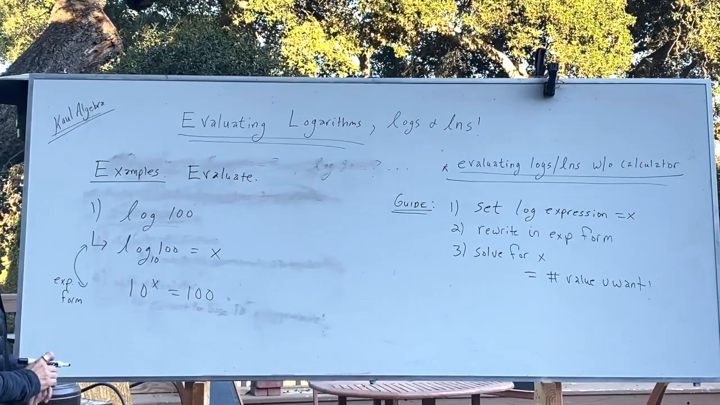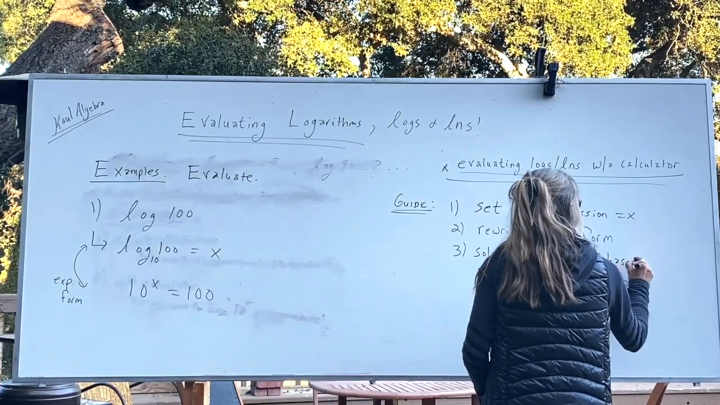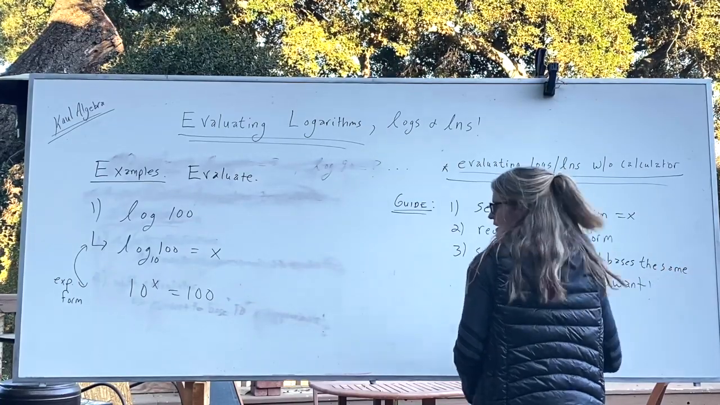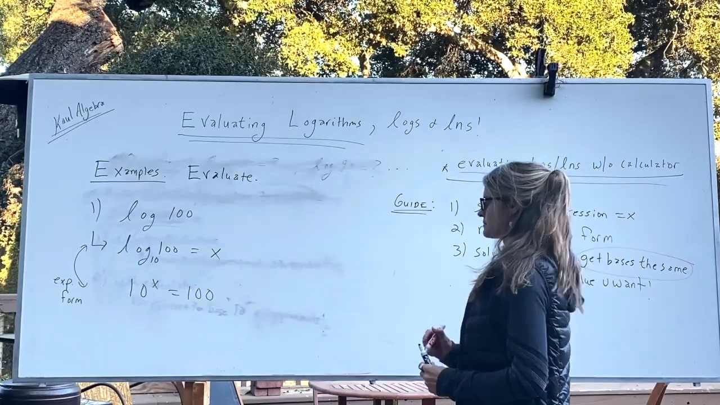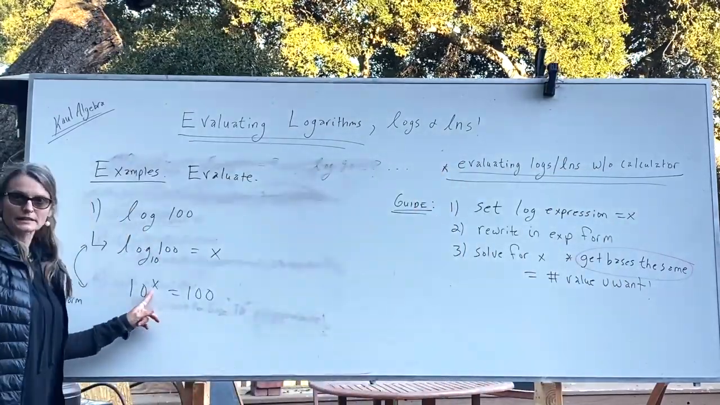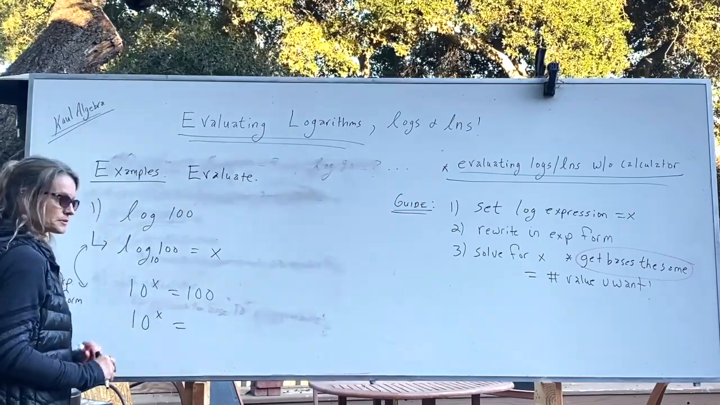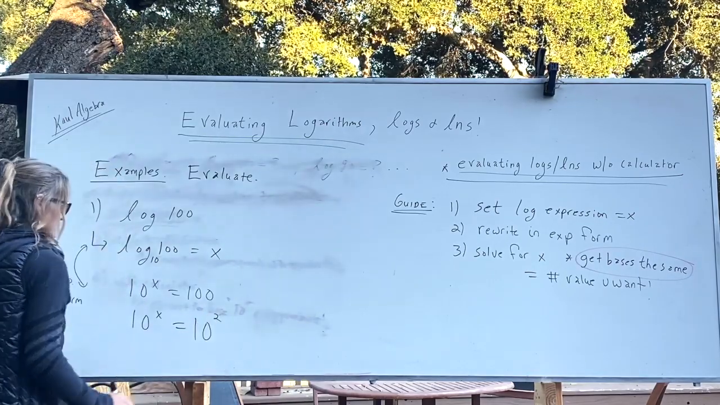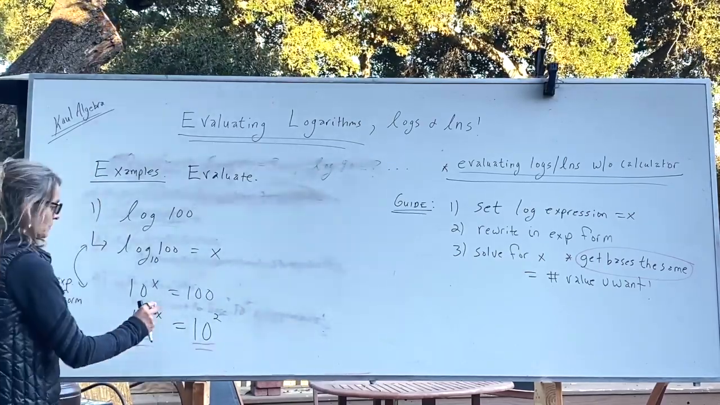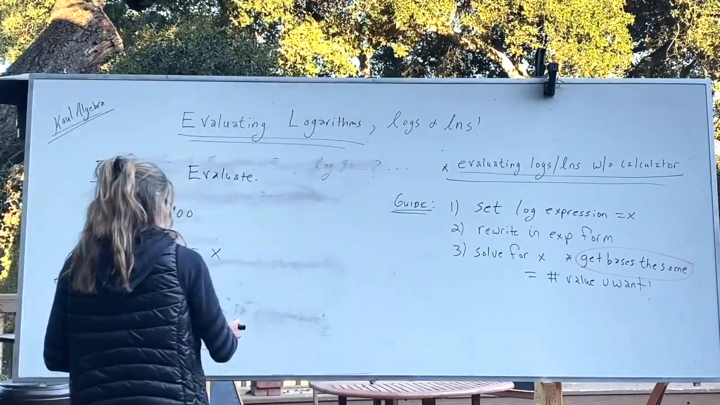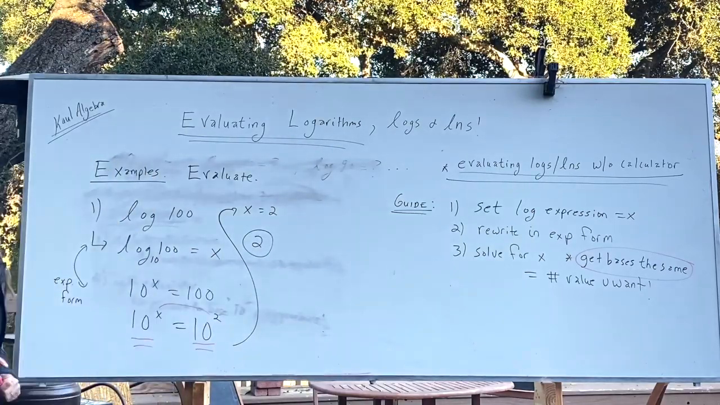Now the next thing I want to do is solve for x. The key is to get the bases the same. This one's probably pretty obvious, but in some cases it's not. So I can make this in terms of base 10: 10 to the x equals 10 squared. If my bases are the same, then the trick is the exponents must be equal. So x equals 2. This whole expression is just equal to the value 2, and that's my final answer.